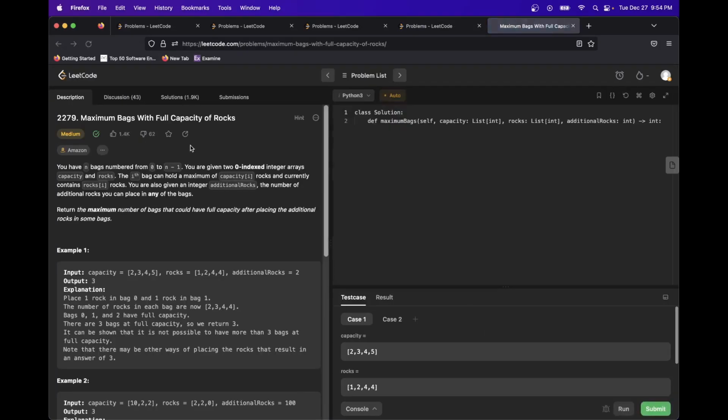So the problem I want to look at, yesterday's daily problem, is maximum bags to full capacity of rocks. It's yesterday's problem, but I'm trying to be consistent. So take the time and pause and read it right now.